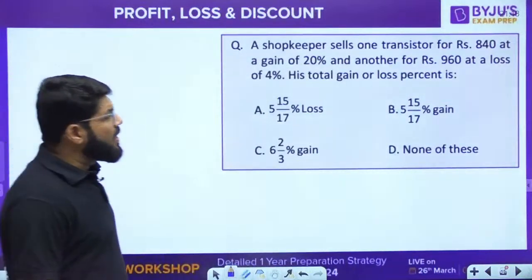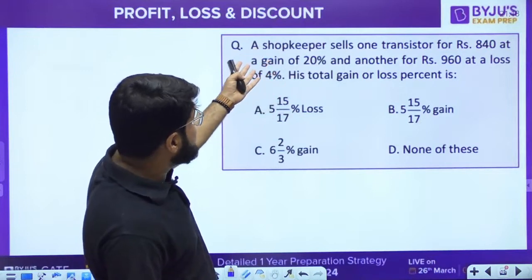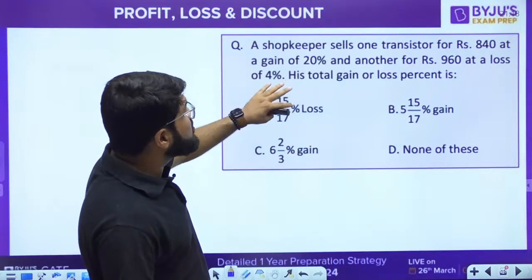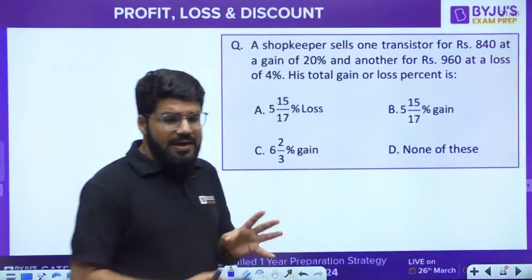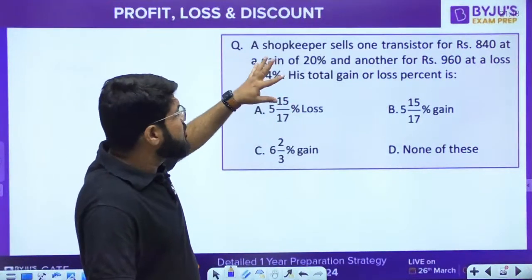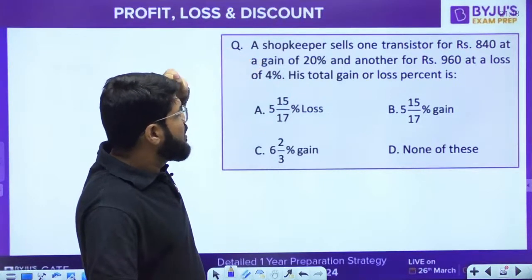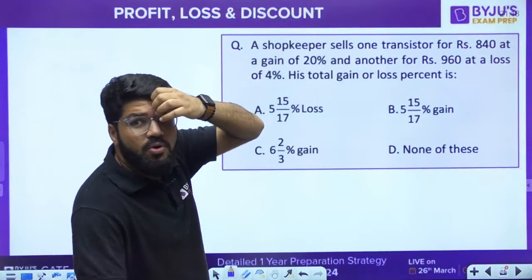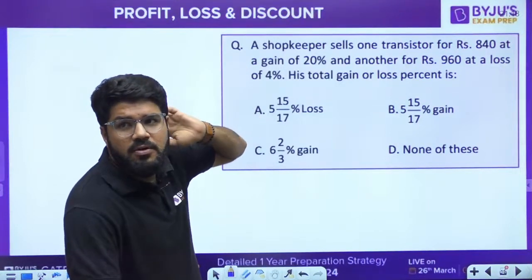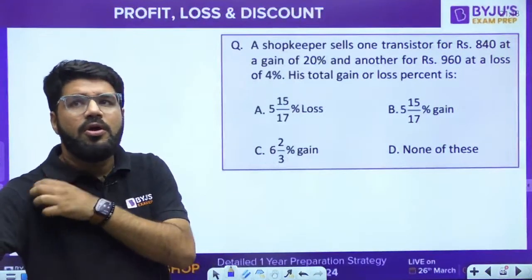A shopkeeper sells one transistor for rupees 840 at a gain of 20%, another for 960, but that is at a loss of 4%. Find his overall gain or loss. That means he has sold 2 articles, 2 different transistors. The selling price of both are also different, but one is at profit, one is at loss. Okay, overall, what is the deal? Overall, whether it is a loss or profit. Okay, yes, correct, Muskan and Chandan Kumar.